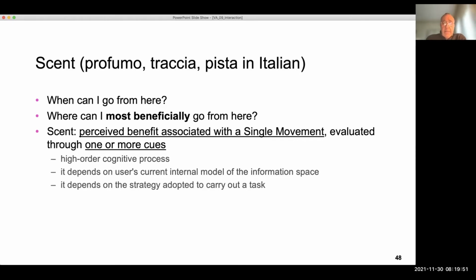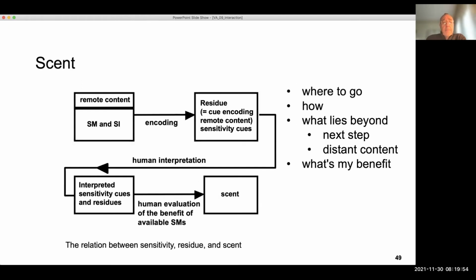And just I provide some example, no more than that. And this is the relation that exists among sensitivity, residue, and scent. The questions we have in mind are where to go, how to go there, what there is behind the single next step, or what is very far from us, the distant content, and what's my benefit in doing that.